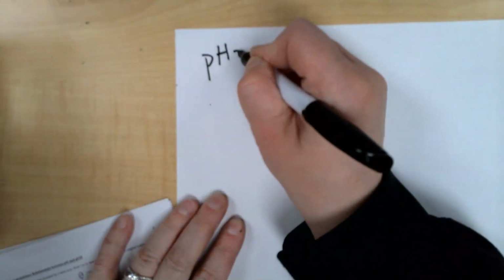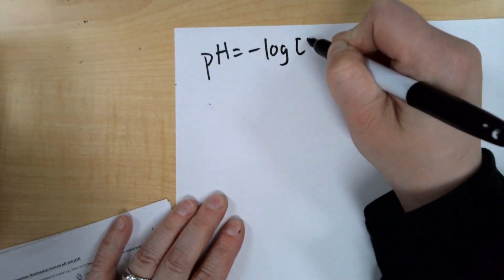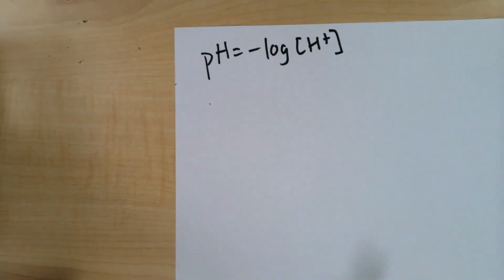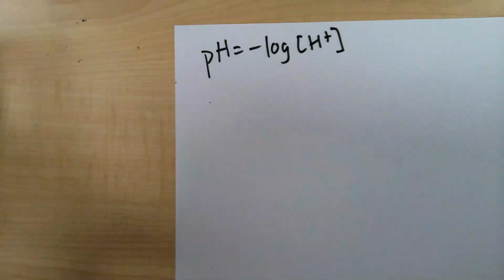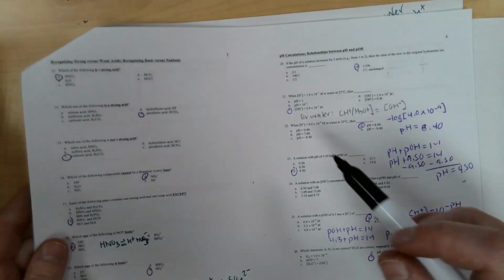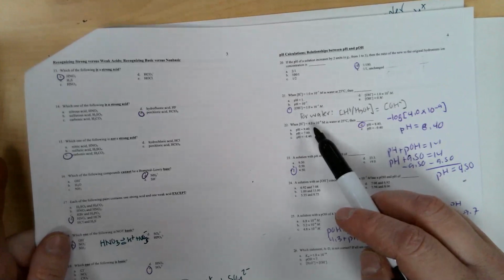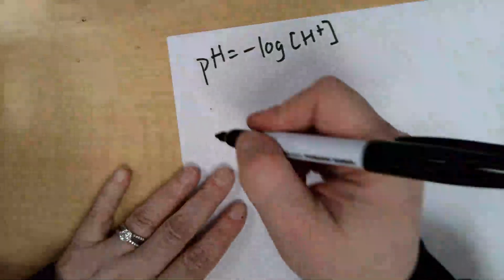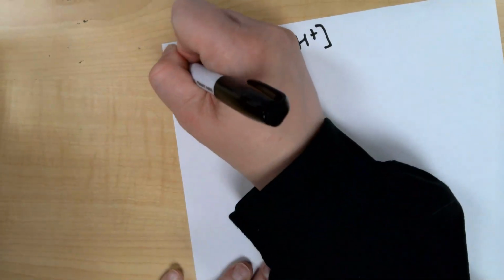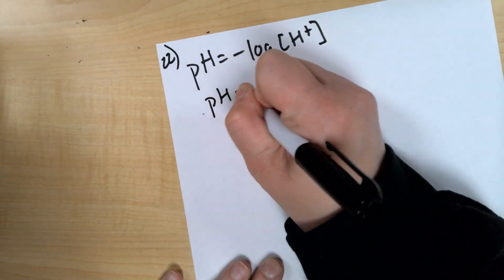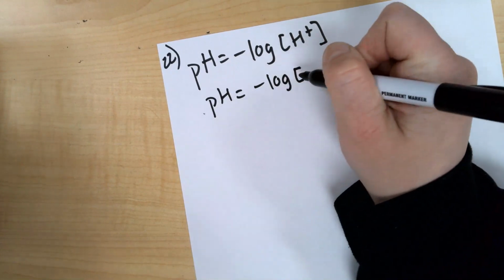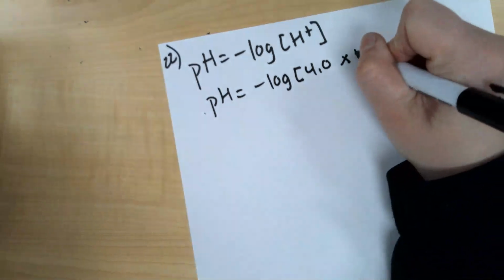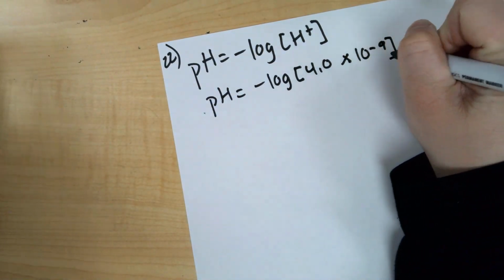To find pH, we do the negative logarithm of the H plus concentration. So we 100% need the H plus concentration in order to plug into the pH equation. And luckily it gave us what the H plus concentration was right there in the problem, 4.0 times 10 to the negative 9th. So for us to do this, let me just label this real quick, number 22. We have to do the negative logarithm of the 4.0 times 10 to the negative 9th.